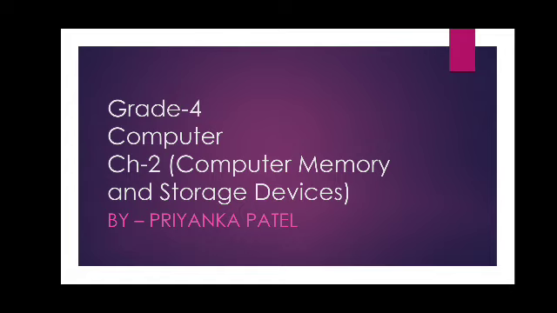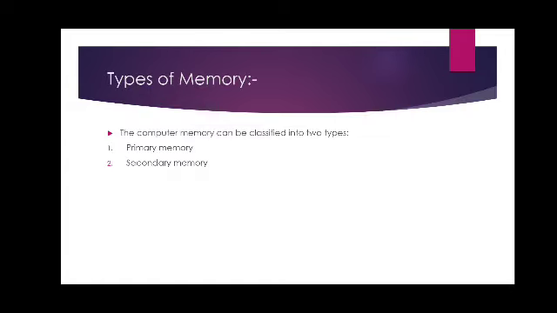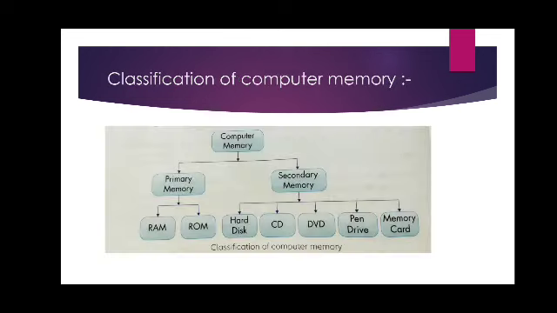In this session, we will continue with types of memories. The computer memories can be classified into the following two types: primary memory and secondary memory. The computer has two types of memory, primary and secondary. So let us see in detail.